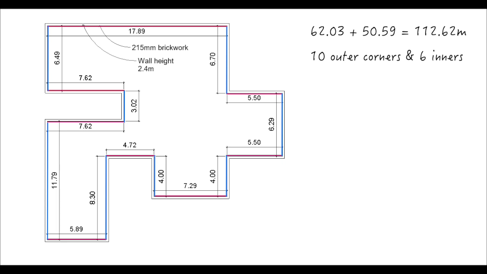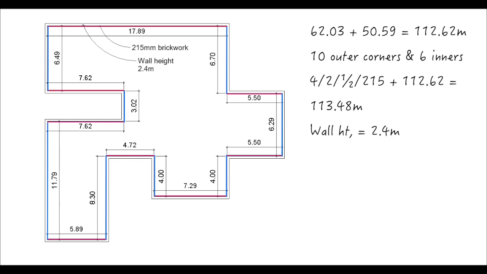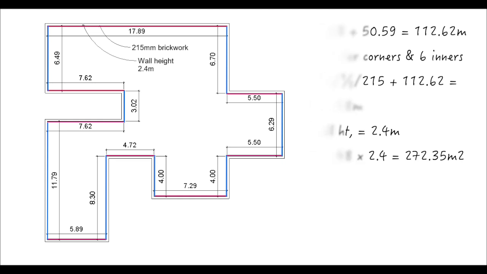So our calculation of the centerline dimension of our 215mm brick wall is 4 by 2 by a half by 215 plus 112.62, which equals 113.48 metres. Our wall is 2.4 metres high, so the area of brickwork required is 113.48 multiplied by 2.4, which gives us 272.35 square metres. It is not difficult, we just need time and care to get the numbers right.